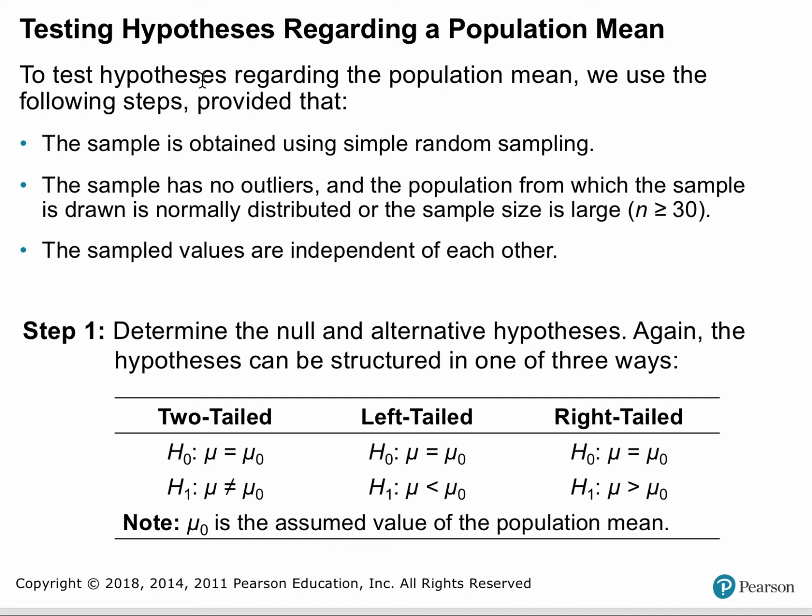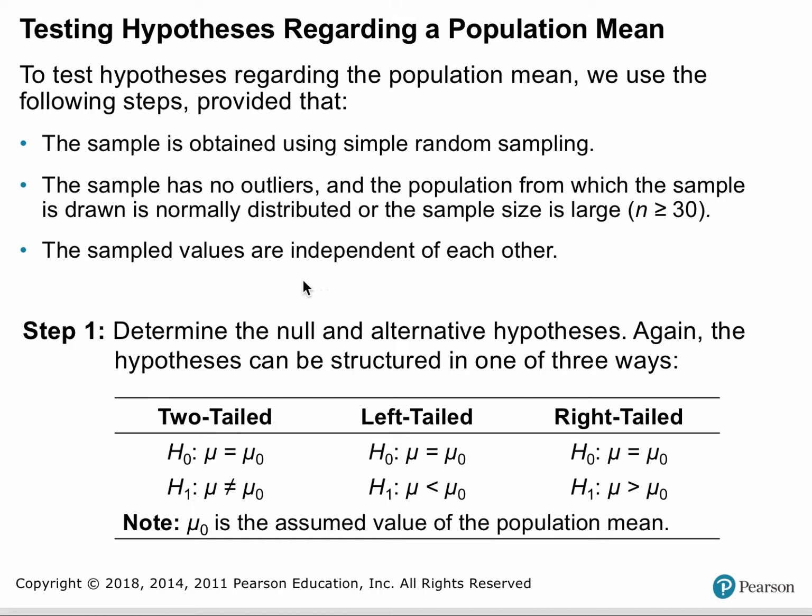Testing hypotheses regarding a population mean. Provided that the sample is obtained using a simple random sample and it has no outliers. Now remember, this is different from population proportion, but the same as a population mean from the previous chapter. We look for those outliers, okay? And the sample size is greater than 30, then we can assume it's normal, and the sampled values are independent of each other.